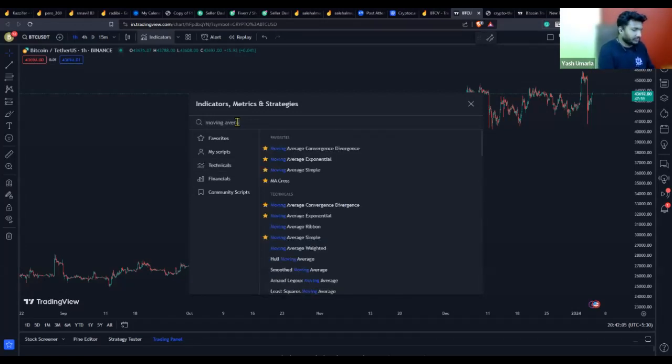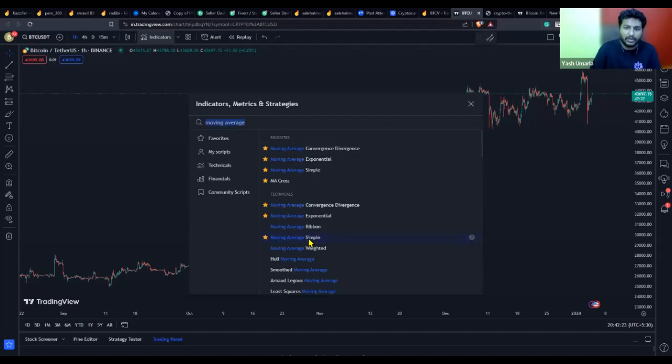Okay, and this is a simple moving average. We need a simple moving average, so we are going to choose the third option. Actually, it's right here, because it's already in my favorites. That's why it's showing right here. But in this one, you see it's a moving average simple.